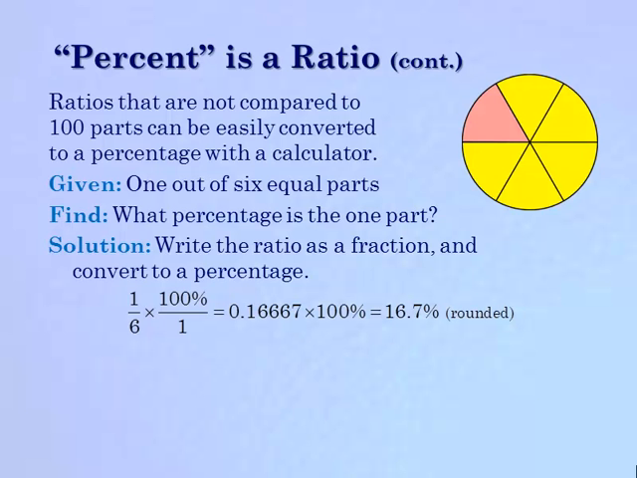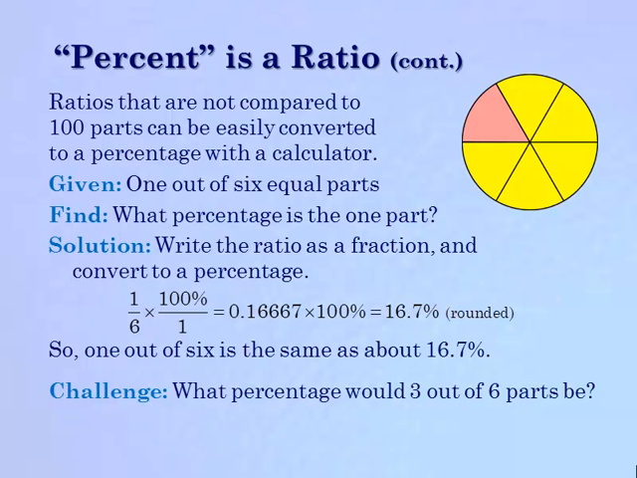Well, we write the ratio as a fraction and convert to a percentage. So we have 1 to 6 as the ratio, and we can just multiply that by the unit ratio of 100% over 1, and we'll end up with 0.16667 times 100%, or 16.7%. Now, this is the mathematically correct way to handle the conversion, but you know that you're just multiplying the 1/6 times 100%, which is probably the way that you're used to seeing it, and that's quite all right. So 1 out of 6 is the same as 16.7%.